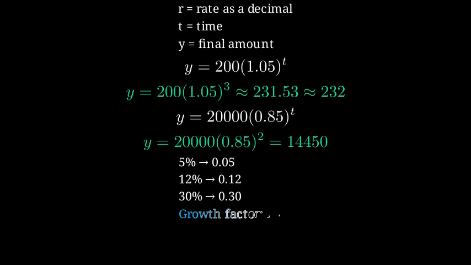To convert percentages, just move the decimal. 5% becomes 0.05, 12% becomes 0.12, and 30% becomes 0.30. For growth, add to 1. For decay, subtract from 1.